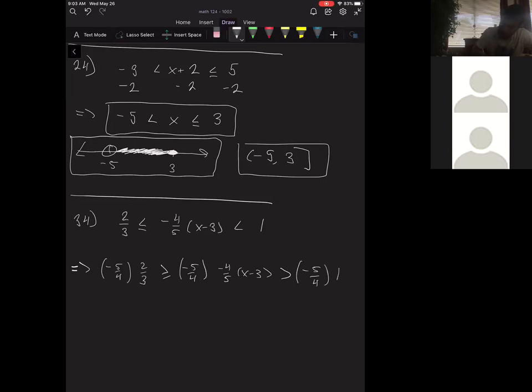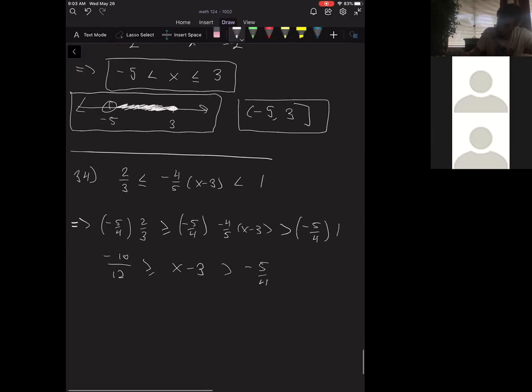Okay, so on the left-hand side, we will have a minus 10 over 12. The minus 5 over 4 and minus 4 over 5 cancel. So we just have an x minus 3 in the middle now. And then on the right-hand side, we have a minus 5 over 4. Now the next step to get x alone is let's add 3 to everything. Add 3, add 3, add 3.